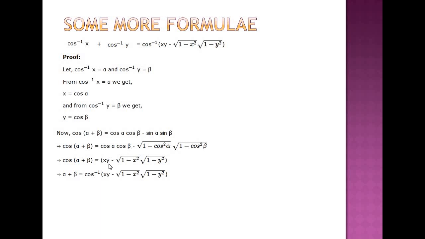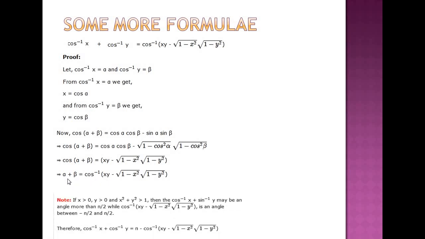Now see, cos alpha is your x, cos beta is your y, so it becomes xy minus under root 1 minus cos square alpha. If cos alpha is x, cos square alpha will become x square. Cos beta is y, so cos square beta will become y square. And therefore shift this cos to that side, it becomes cos inverse. And what was your alpha plus beta? It is nothing but cos inverse of x and cos inverse of y. So cos inverse of x is alpha, cos inverse of y is beta, it is nothing but cos inverse of xy minus under root 1 minus x square under root 1 minus y square.